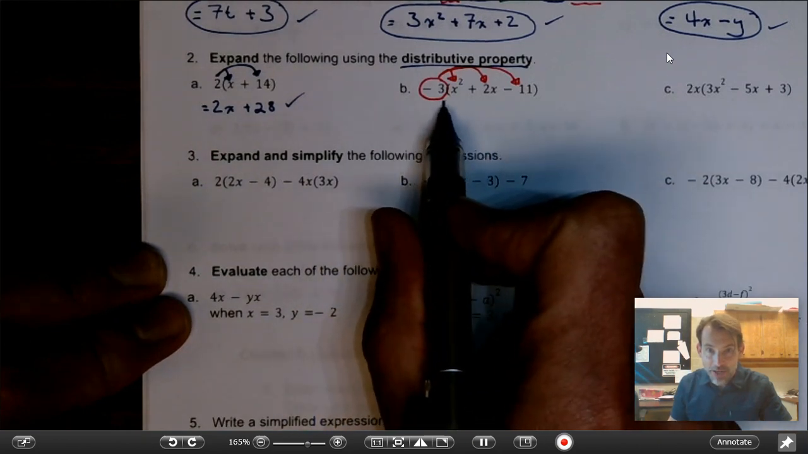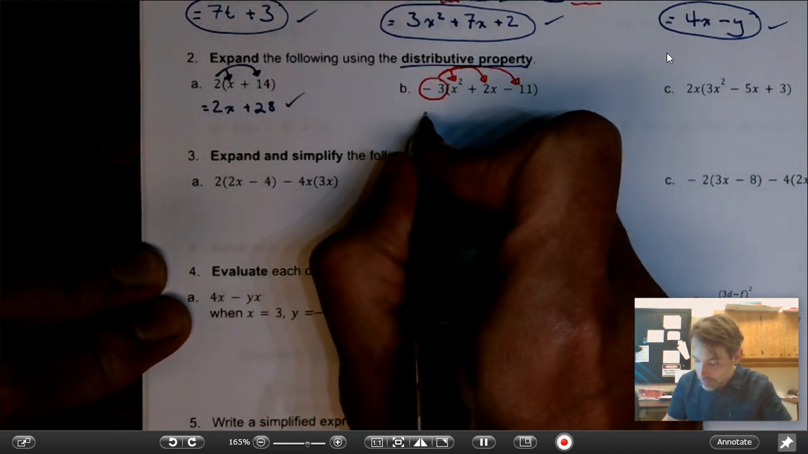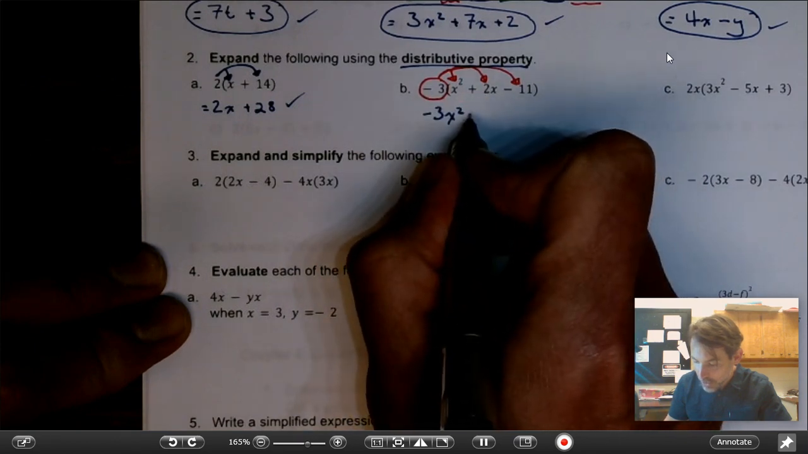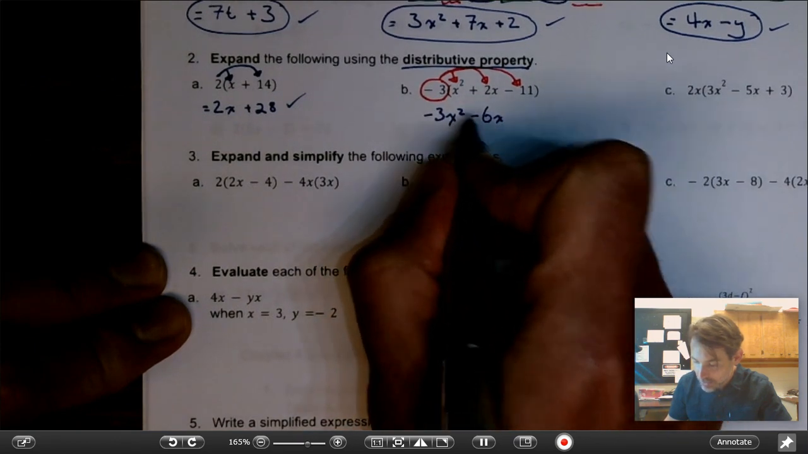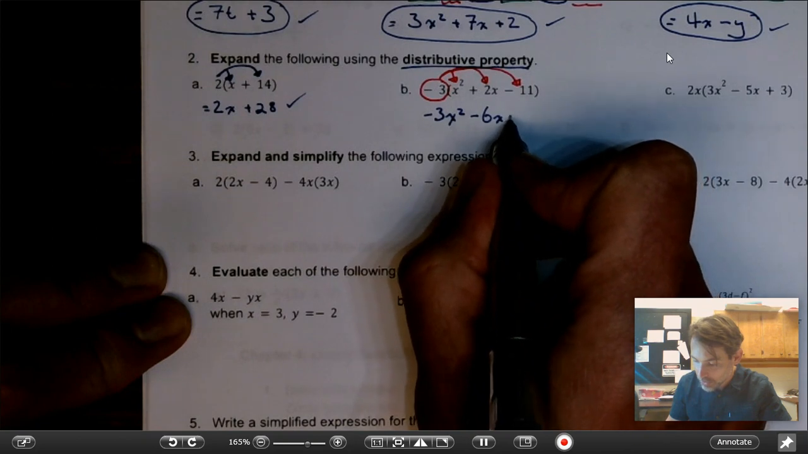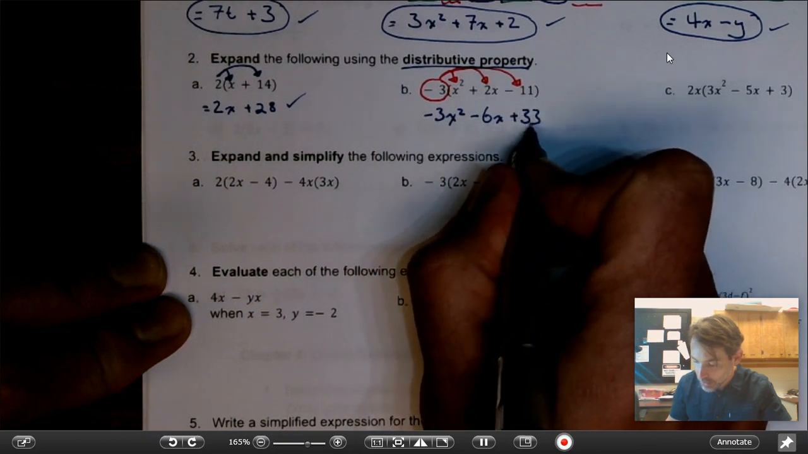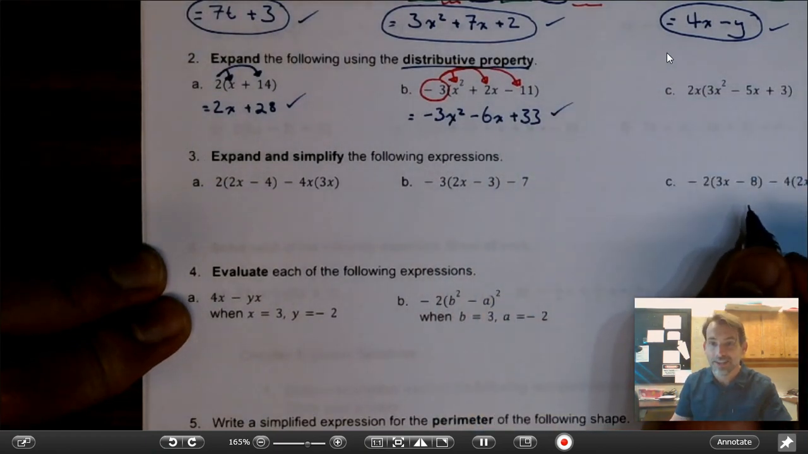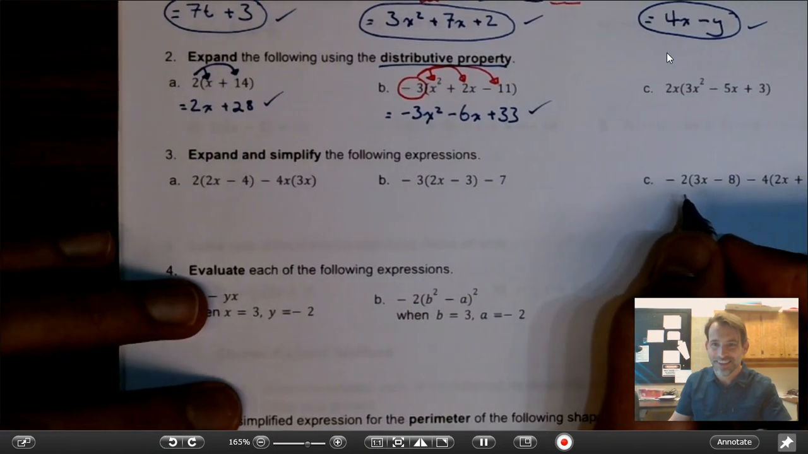So here I have minus 3 times x squared. That's minus 3x squared. Minus 3 times 2x, that's minus 6x. And minus 3 times minus 11 is plus 33. And that's done. Final answer.